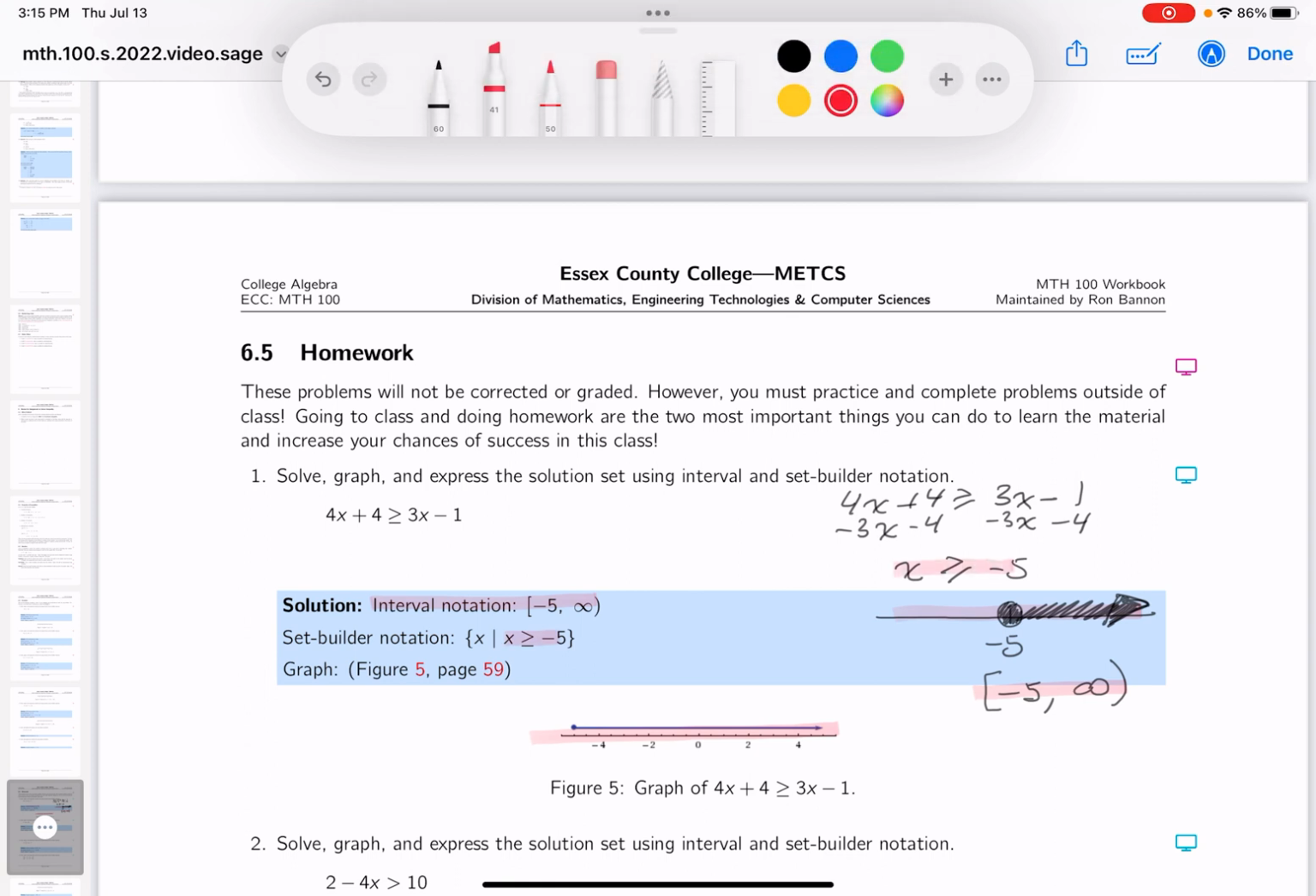I do want to point out one additional feature. I'm putting down what's known as set builder notation. Let me write that down. You just take the solution, put a bar to the left of it. That's a symbol of a set, x, and the symbol is set to close it out. How is this read? The set of x such that x is greater than or equal to minus 5.